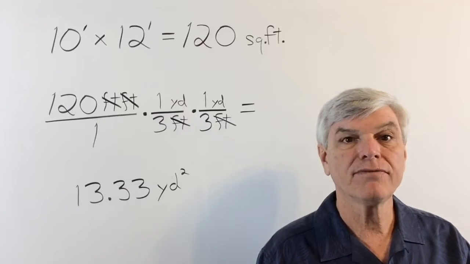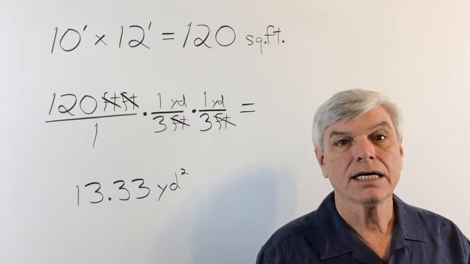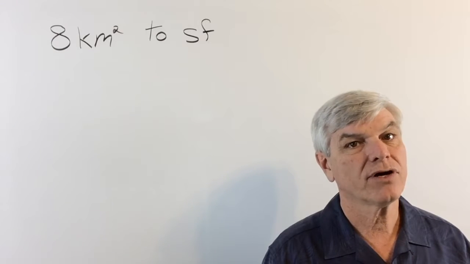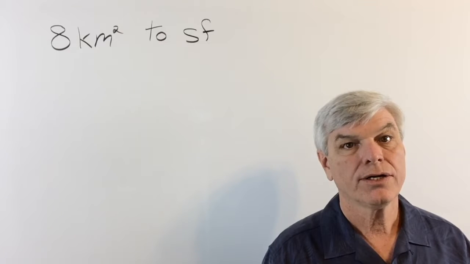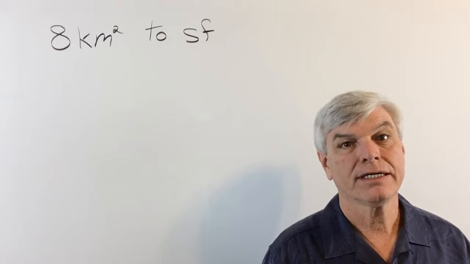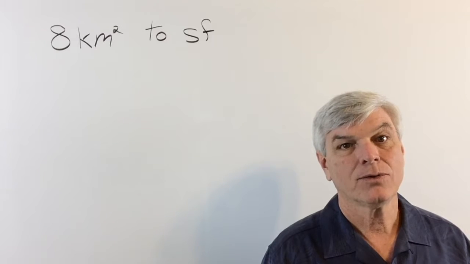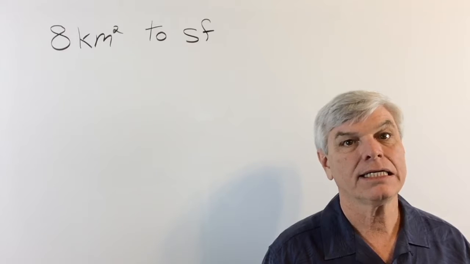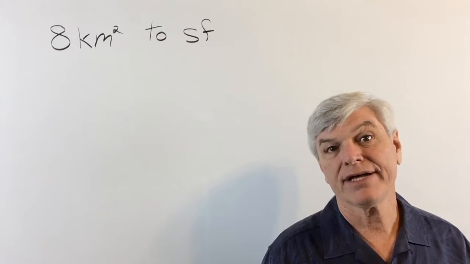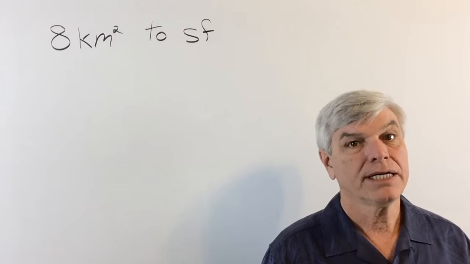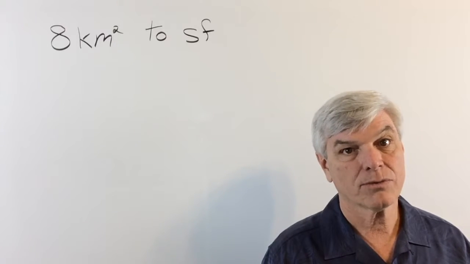We're going to move from metric to American. We are going to convert 8 kilometers square to square feet. Now, you could put FT with a square exponent behind it, or you could put SF. SF is a real common abbreviation for square feet. But in any event, let's get started with this.